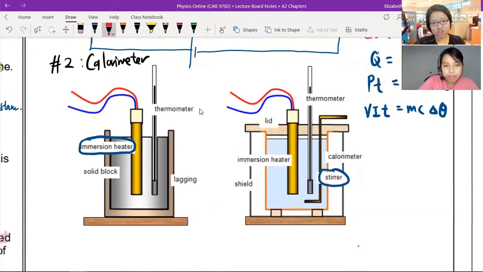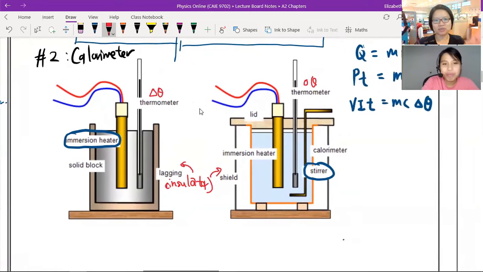The lagging and the shield are supposed to insulate your setup. Because when we do this kind of measurement now, we are assuming that there is no heat loss to the environment. We try our best. We wrap this in some Uniqlo heat tech.